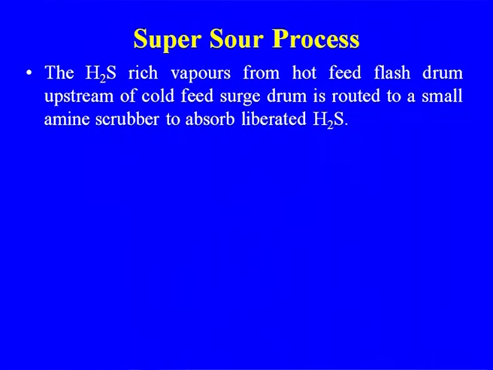In the case of the super sewer process, the H2S vapors from the hot feed flash drum, upstream of the cold feed stripper, are routed to a small amine absorber to absorb the liberated H2S. So that is the additional unit we have in the super sewer process. The amine is recovered from this part, going to the amine scrubber, and then there is better removal efficiency.